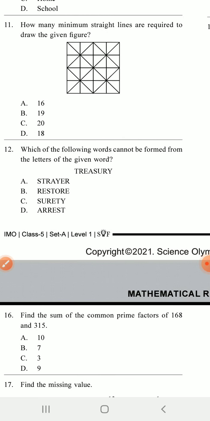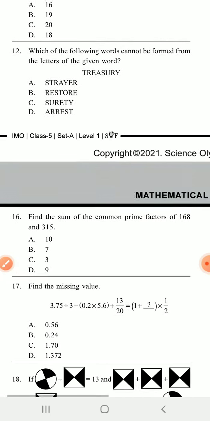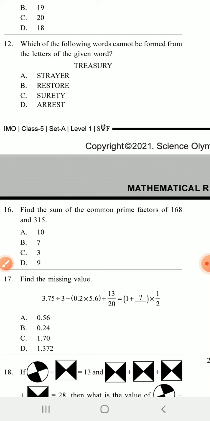Which of the following words cannot be formed from the letters of the given word in 12? I think the answer is B. B cannot be made from it. Find the sum of the common prime factors of 168 and 315. So first find out the factors, then the common factors. Common means in both cases. And 16, I think 16 A is the answer.